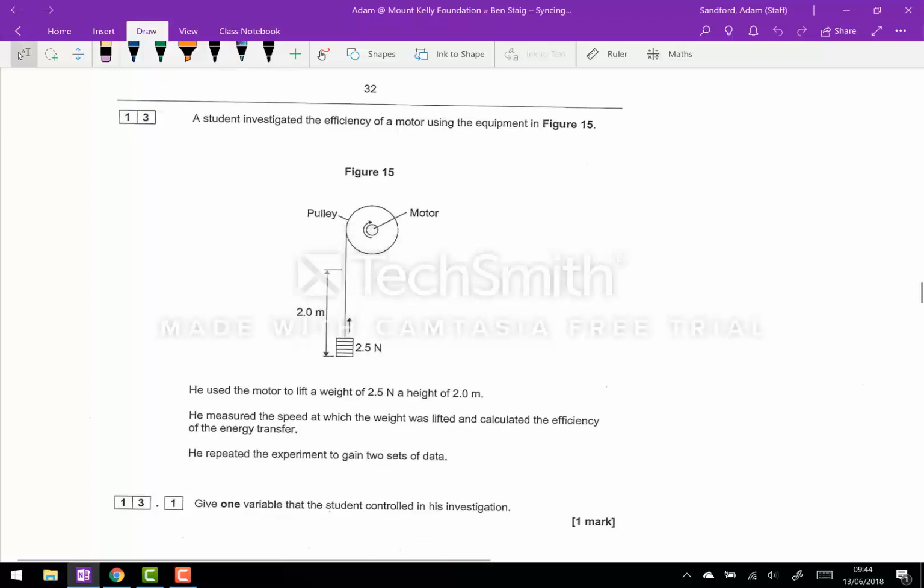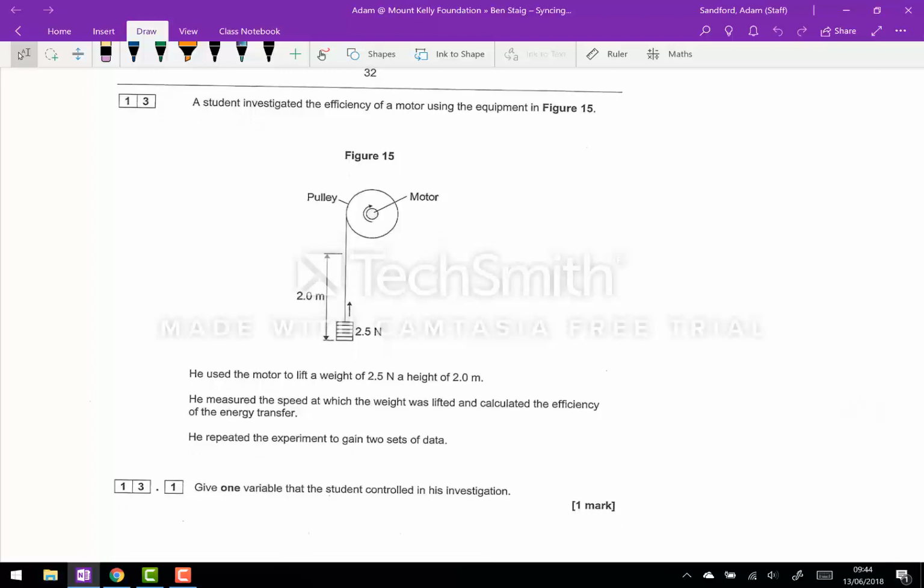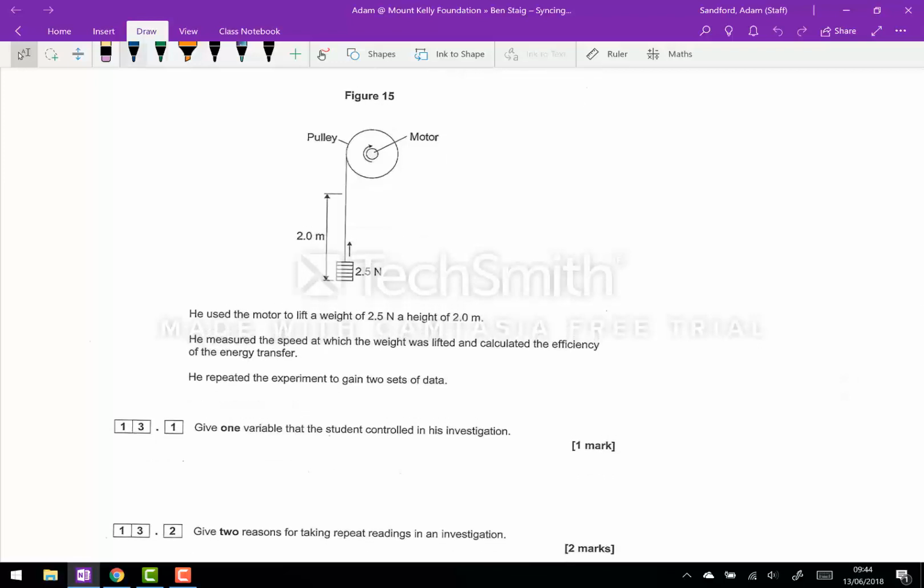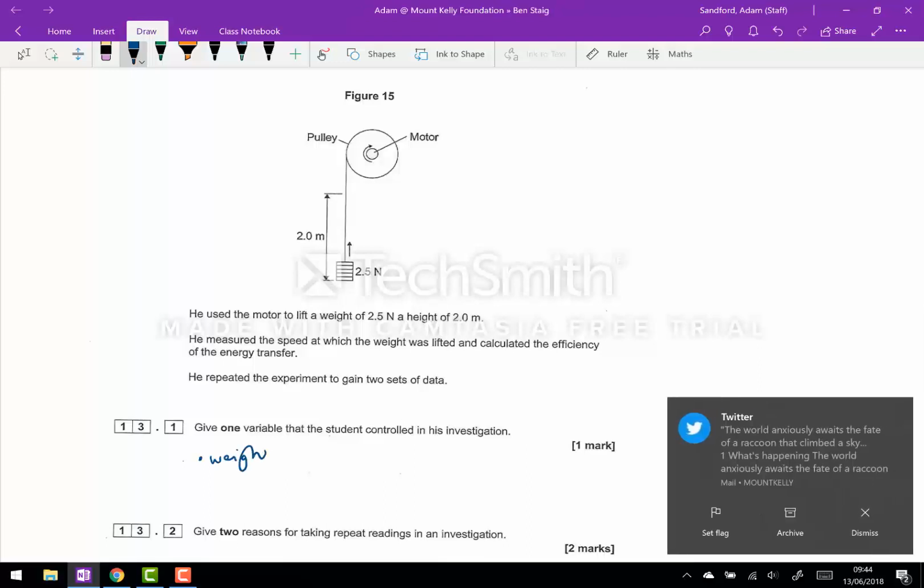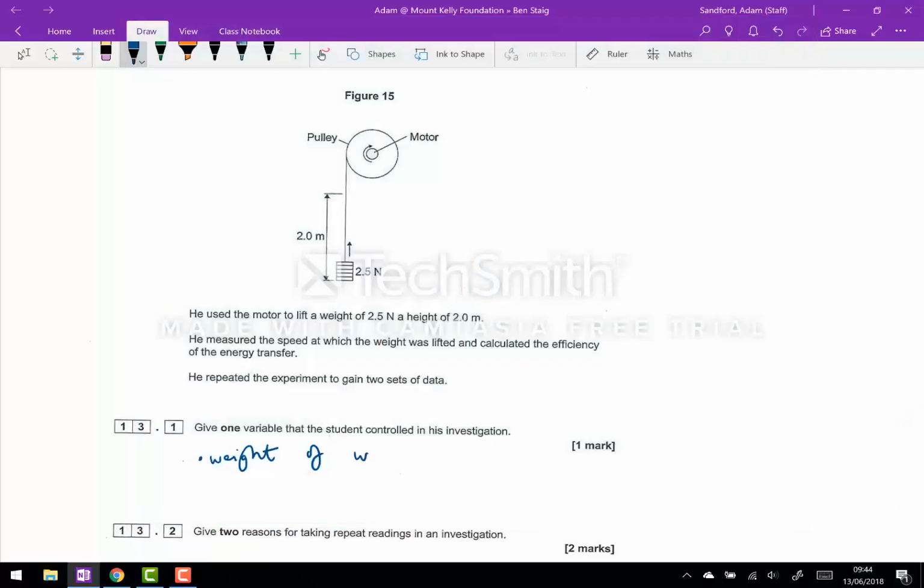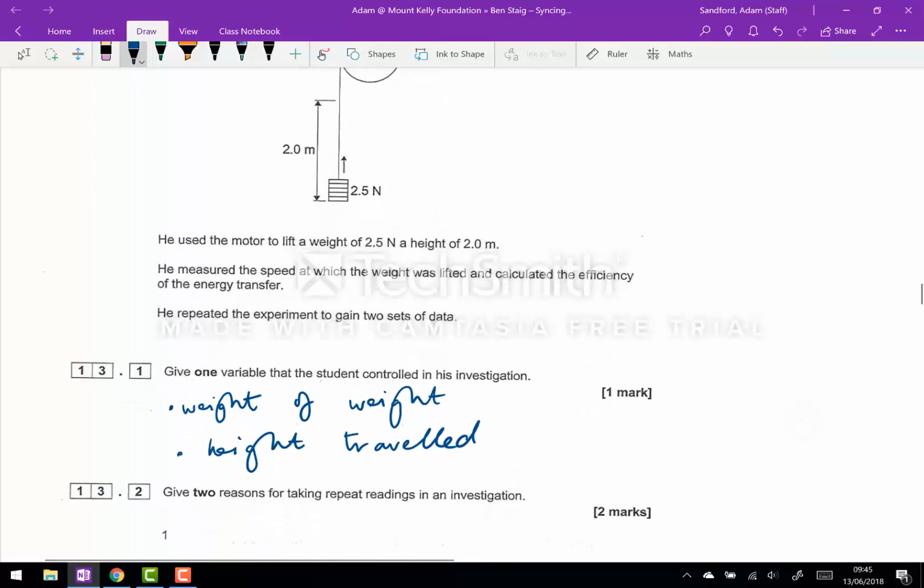Okay, another experimentation question talking about lifting a weight through a height using a pulley and a motor. Give one variable that was controlled. Okay, so the easiest ones would be weight of weight, or the height travelled. Okay, they're important. There's other things like how warm the room was and stuff like that, but you've got to go for the important ones, okay?